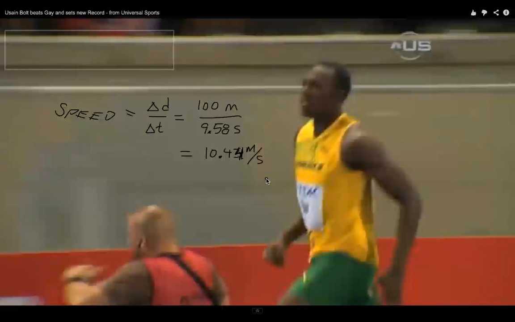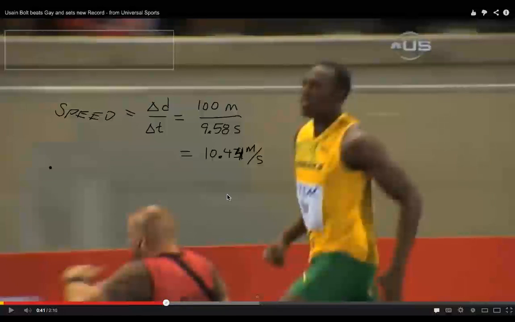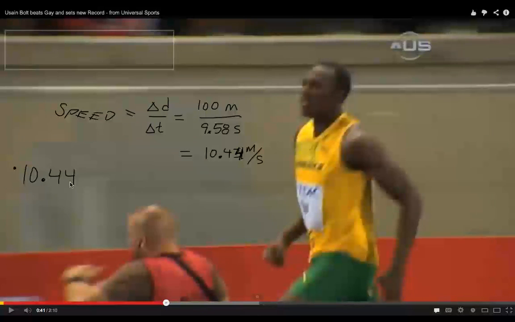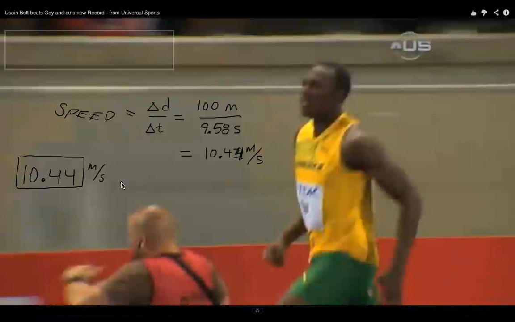So, question is, 10.44. What does that number mean? 10.44 meters per second. So let's have one person. What does that number mean? Somebody new. Angelica. Every second he covered 10.44 meters.